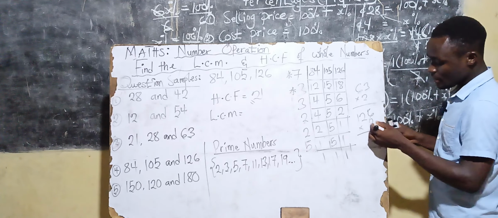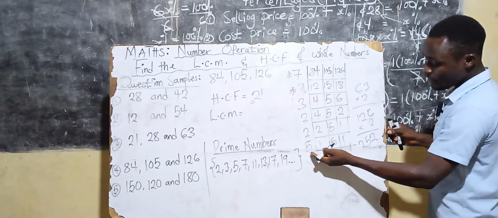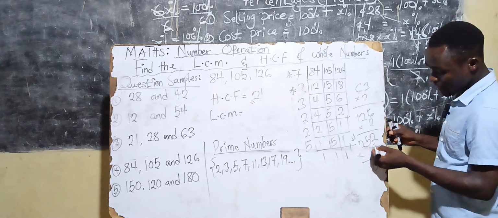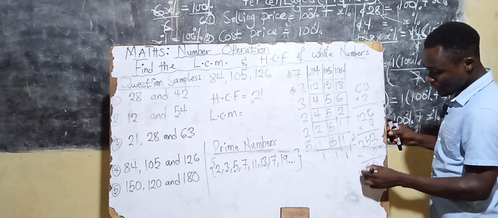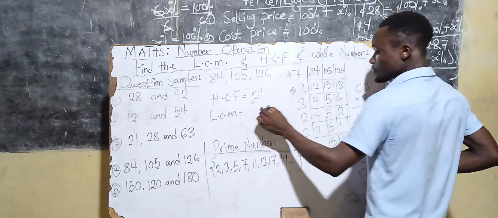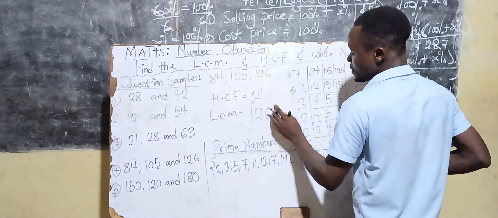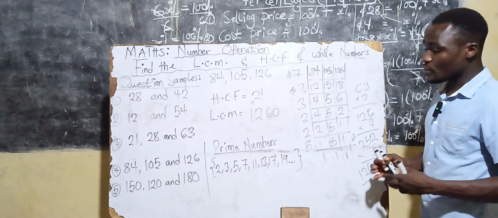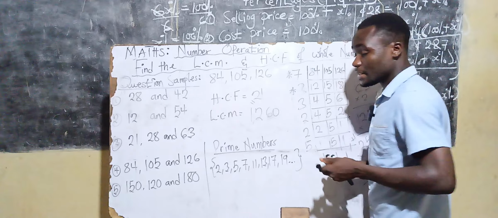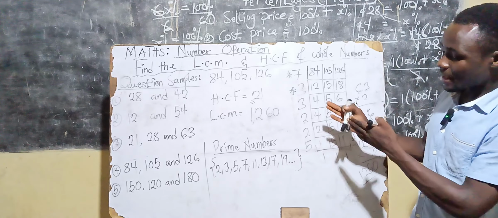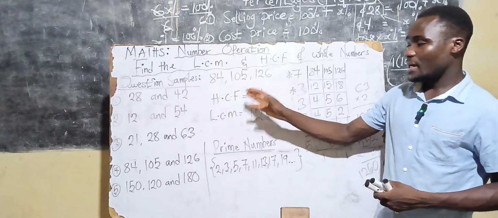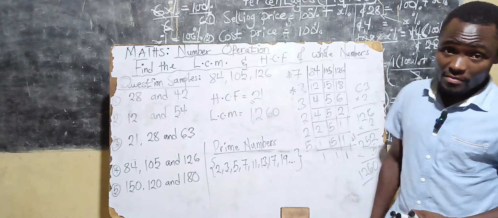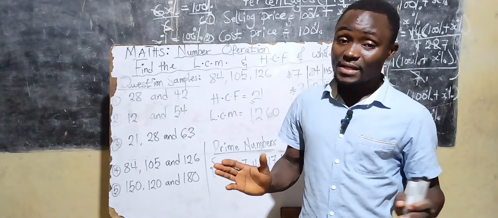So we are getting 12 here. This one is 5. This one is 2. 252 times 5. We are getting 10. Remember 1. So 5 twos are 10, and 5 fives are 25. So we are getting 1,260 as our answer. That is after multiplying all the prime numbers here, we are getting 1,260. So that then becomes the answer for our LCM for the pair of numbers, which is 84, 105, and 126.